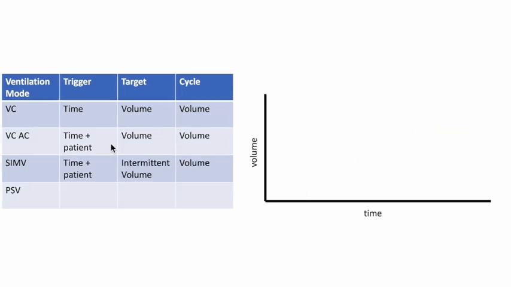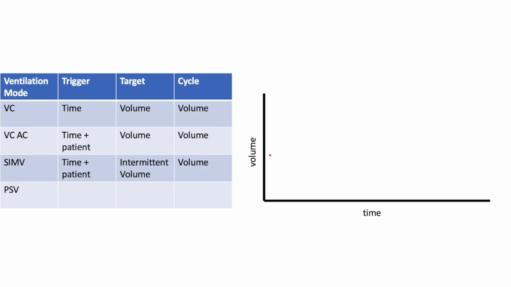The next is synchronized intermittent mandatory volume, which has mostly fallen out of favor, but I think it illustrates an interesting point. So in synchronized intermittent mandatory volume, again, we set the trigger as time and patient, but this time I've written here intermittent volume. So what does this mean? So if we set the rate at 15 breaths per minute, every 4 seconds the patient is going to get a set volume of 500 cc's. But if they try to trigger a breath on their own, rather than getting 500 cc's, there's no guaranteed volume.